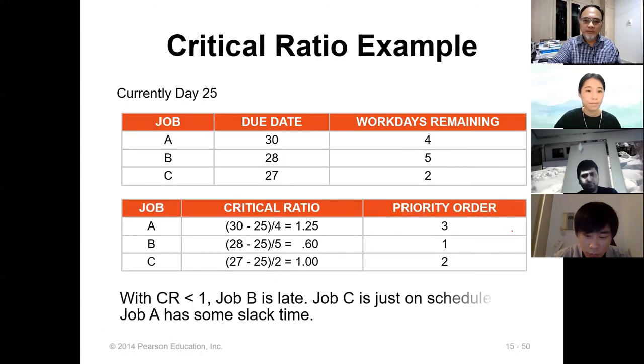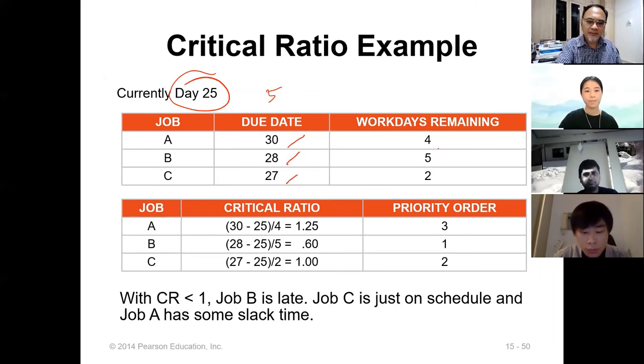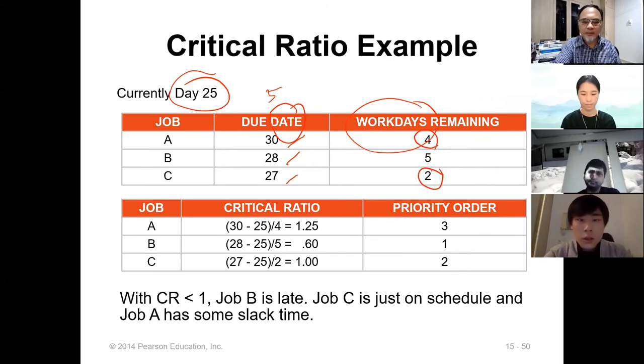So for example, this is currently day 25 and your due date is 30. So you have another 5 days. This is another 3 days. This is another 2 days. Or sorry, 4 days. This is 5 days. Sorry, due date is the 30th of the month. And this is work days remaining, I mean the lead time or whatever working time is available. So your critical ratio is 1.25 for A, 0.6 for B, and 1.0 for C. So the priority is do B first, then do C, then do A. Okay.